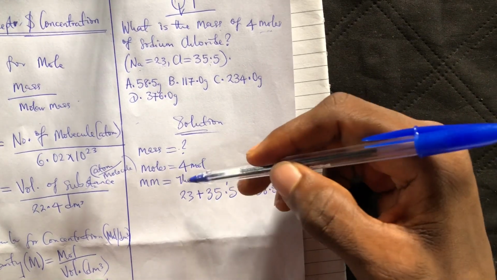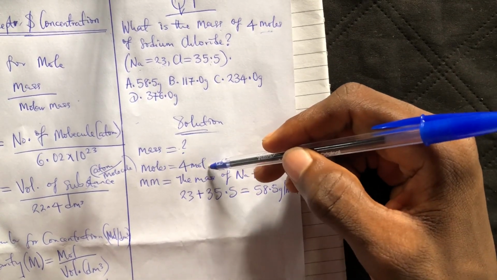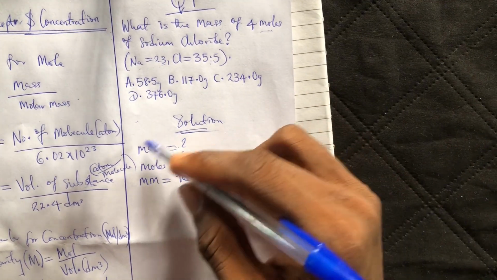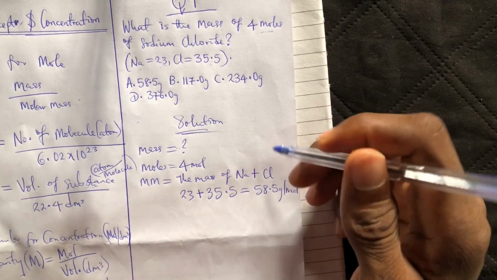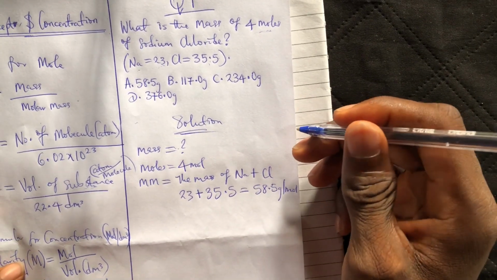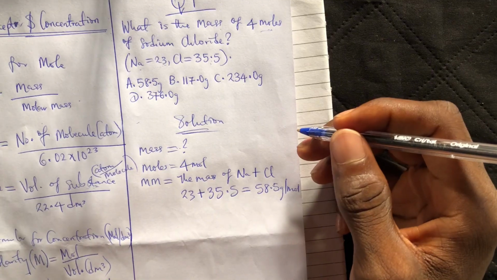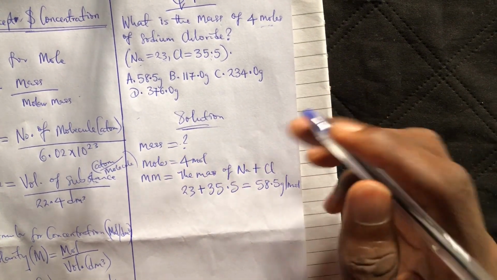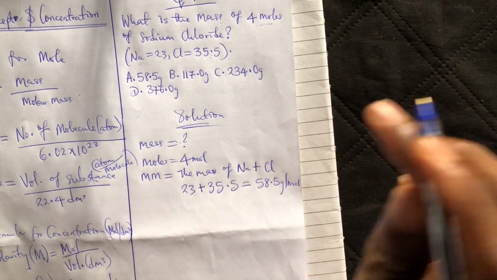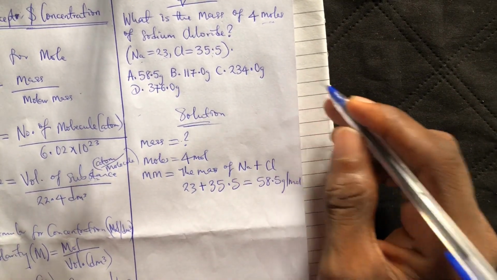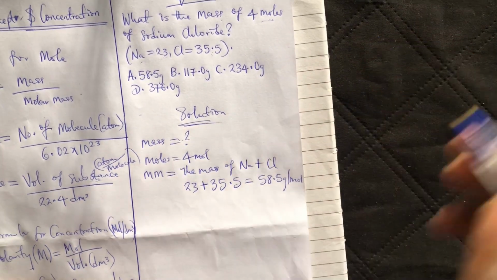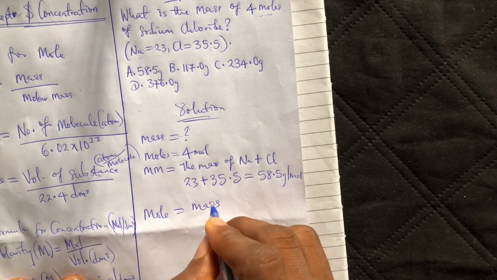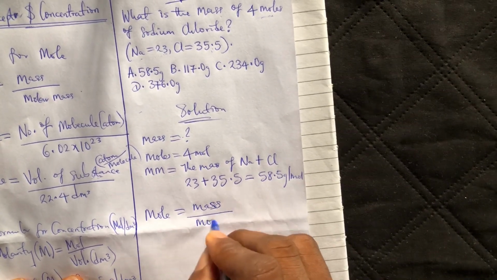We have our moles to be 4 mole, all right? So we are actually looking for mass. That is what we are looking for. So from these values that we have here, which formula do you think will be suitable for us to solve this particular question? The formula that is best for us to solve this particular question is the first formula which I gave to you, which is mole equal to mass over molar mass.